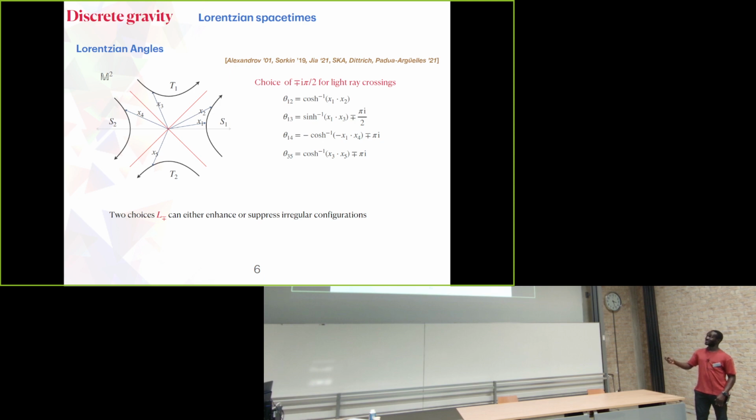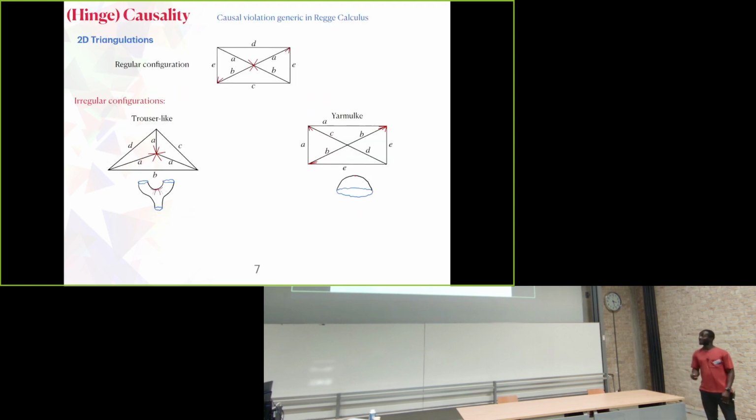The point I want to make is that the way we define these angles depends on some choices. There are some imaginary terms here, and this depends on the angle. If there's a light ray between the vectors, then it picks up a factor of imaginary. These are the imaginary terms that later show up in the action. Depending on the choice, there are two options, so I define them L+ and L-. It looks like this was in 2 dimensions, but you can do this in higher dimensions. I give you examples in 2 dimensions. I call these imaginary terms hinge causalities.